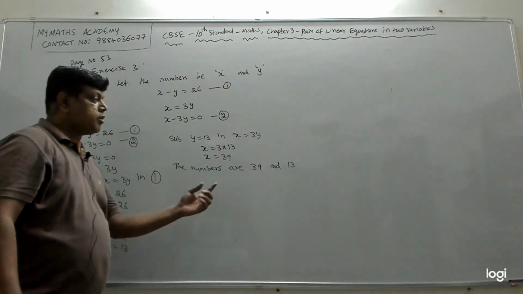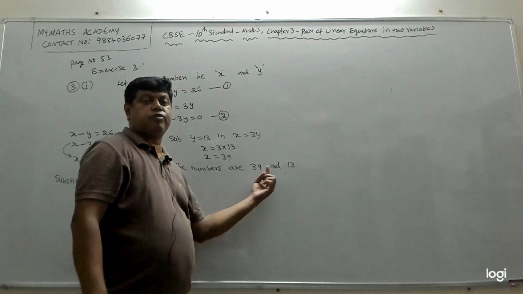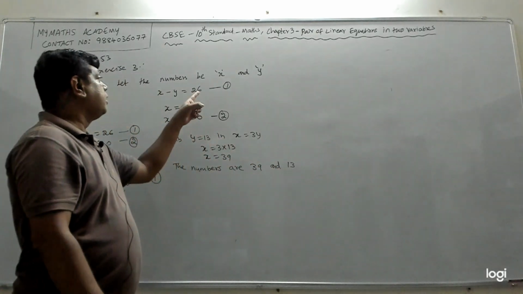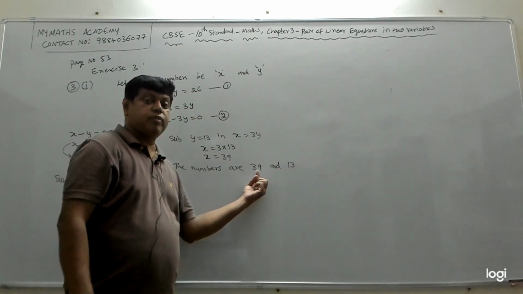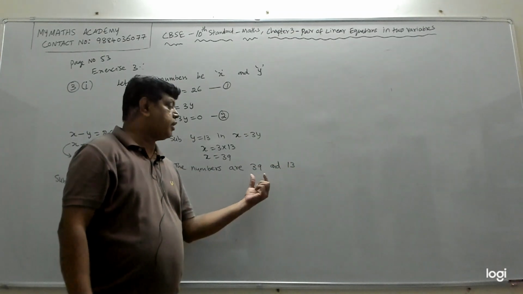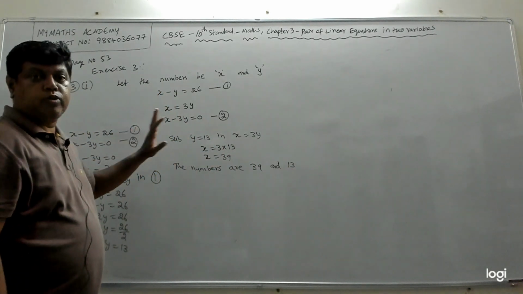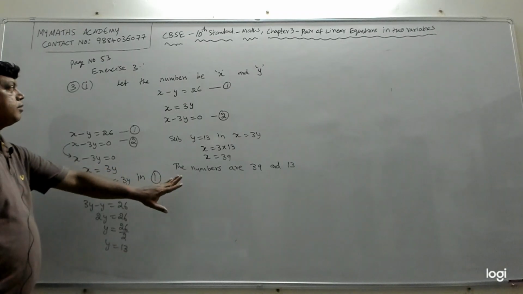Now if you read the statement, the difference between the numbers. What is the difference between 39 and 13? If you subtract 39 minus 13, you get 26. And one number is 3 times the other number. This number 39 is 3 times 13. So this condition is also satisfied. So this is your answer.